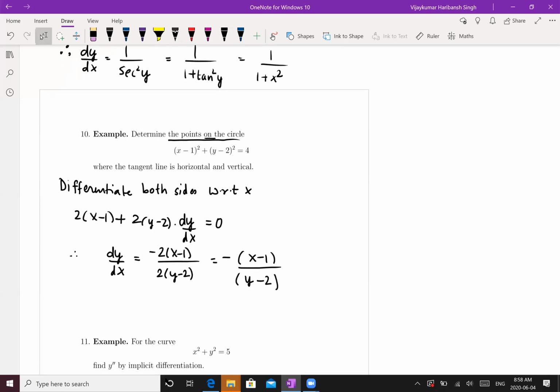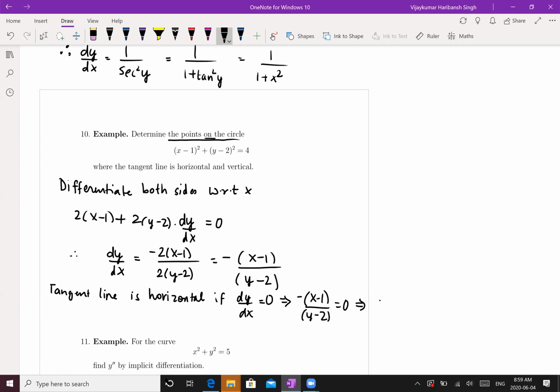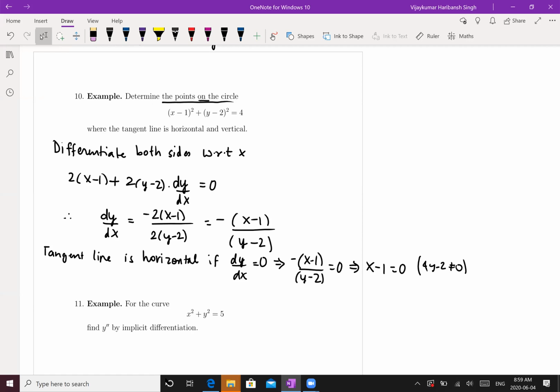So now, the tangent line is horizontal when the slope is 0, right? Any line is horizontal whose slope is 0. So the tangent line is horizontal if dy by dx equals 0. This would give me that minus (x minus 1) upon (y minus 2) equals 0. This implies x minus 1 equals 0. However, y minus 2 should not be 0 at x equals 1. We'll check later if y minus 2 becomes 0, then we'll have to come back to this equation. So this implies x minus 1 equals 0, or gives us x equals 1.